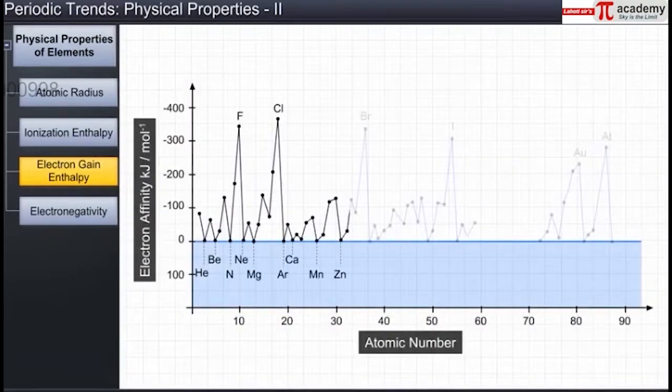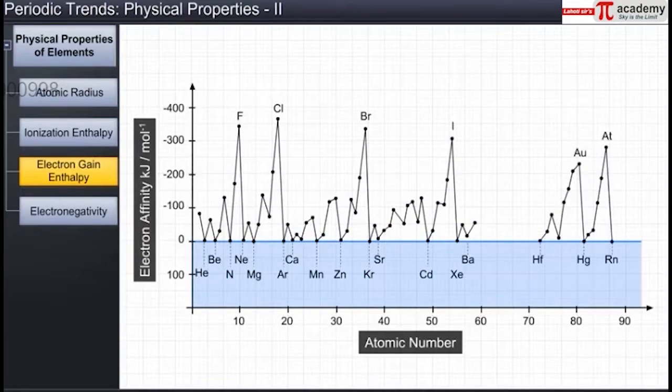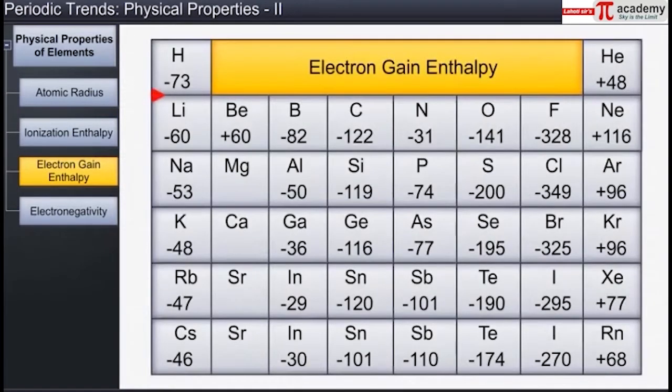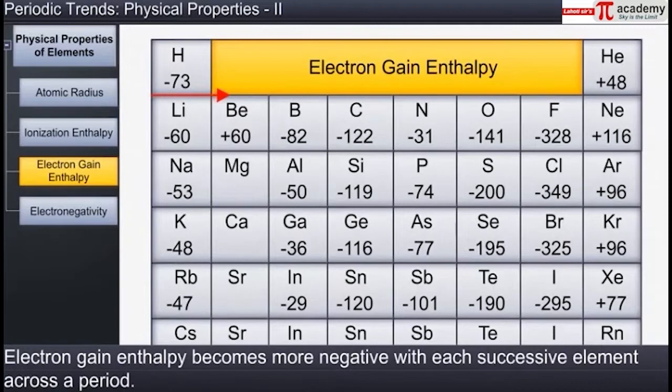The variation in electron gain enthalpy of elements in the periodic table is not as systematic as the ionization enthalpies. Generally, electron gain enthalpy becomes more negative with each successive element across a period. In other words, electron affinity increases across a period.